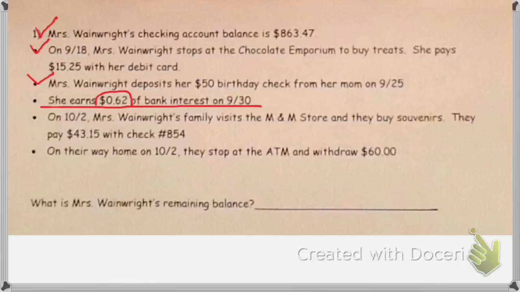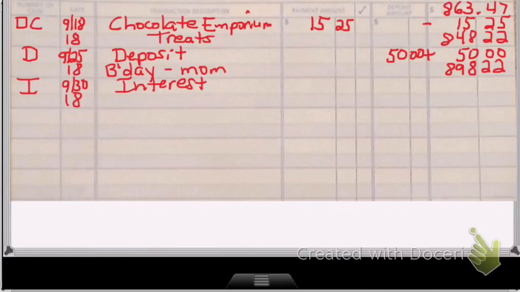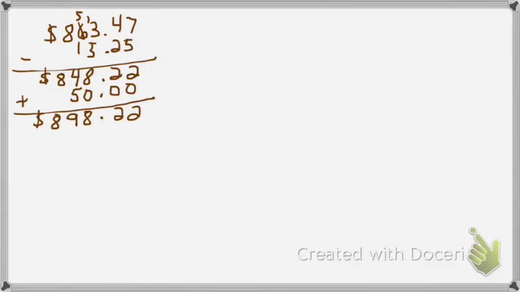$0.62. And when you get interest, they're giving you money. So if they're giving you money, you're going to add it in as a deposit. So I have $0.62, which I'm going to add on. Let's go to my scrap paper and add that on to find my new total.